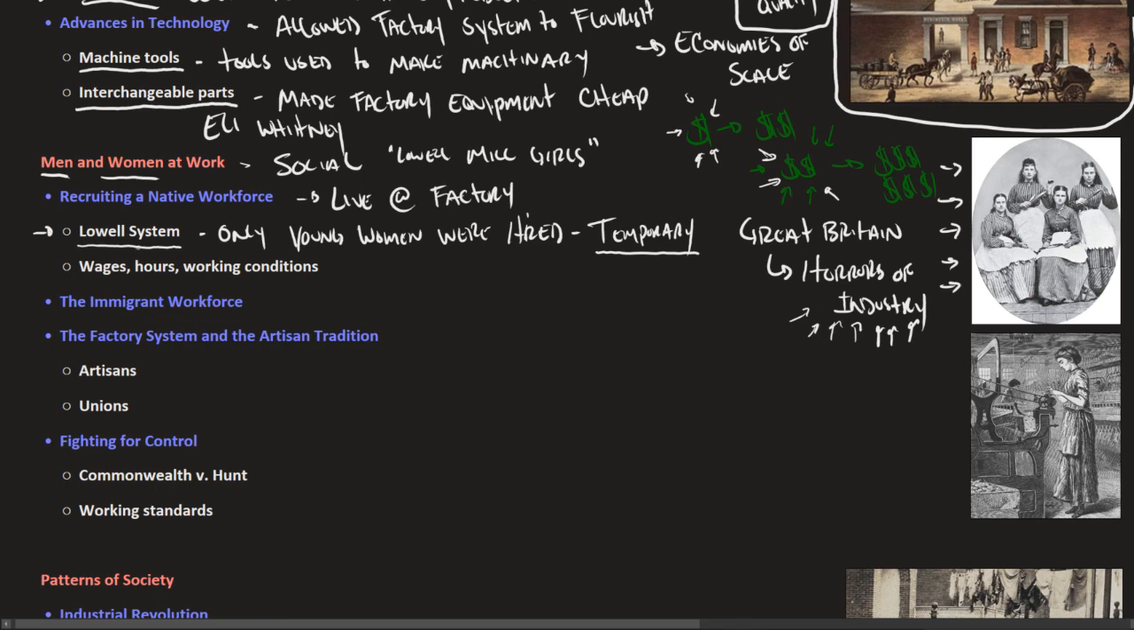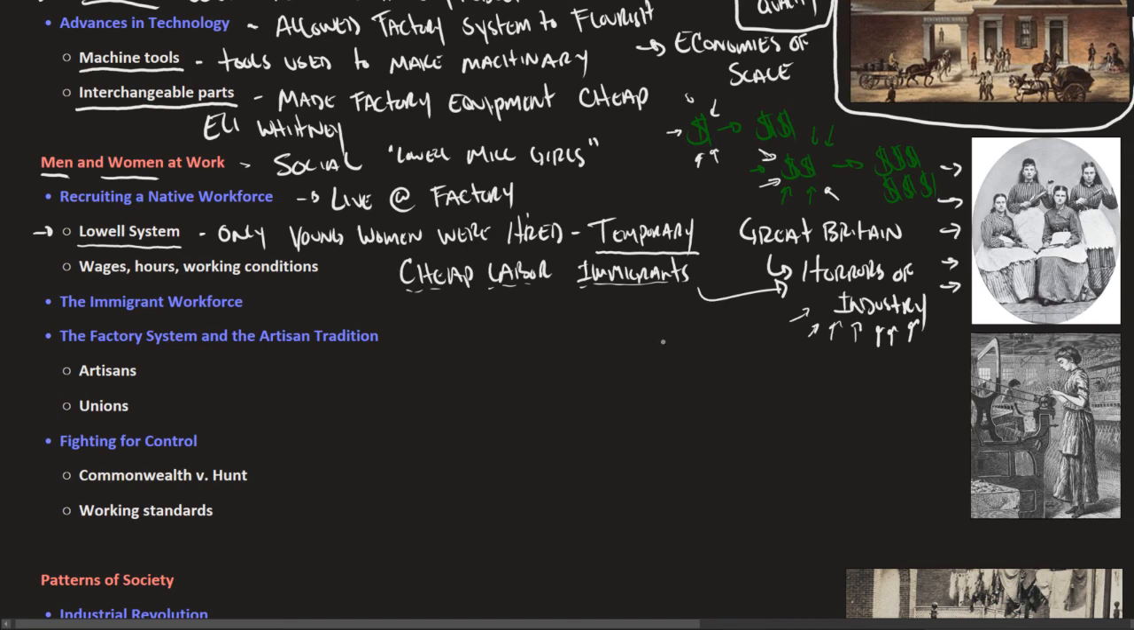Ultimately, what eventually didn't allow systems like the Lowell system to work in the long run was simply the cheap labor of immigrants who were willing to work at a much lower wage. And eventually, the effort by the U.S., or some at least in the U.S., to try to avoid what happened in Great Britain doesn't really work out in the long run.